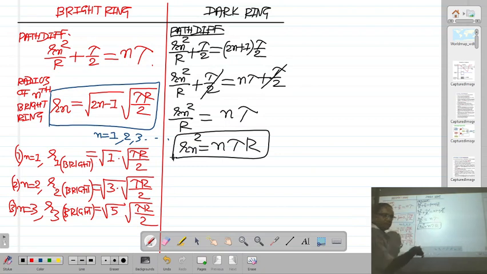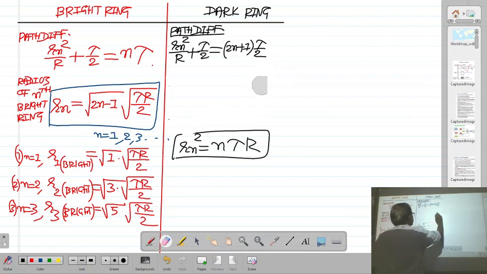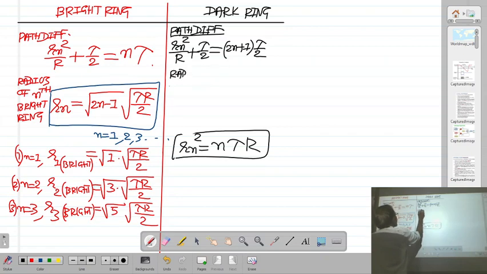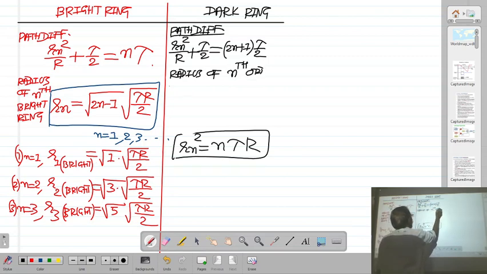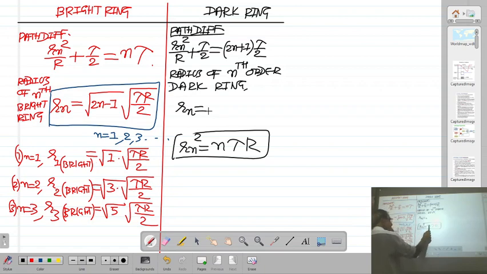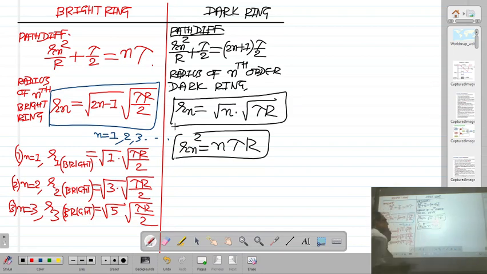Actually this is the square, so we have to take the under root. Okay, so now I write the radius of the nth order dark ring, Rn, is equal to, I have to take under root on both the sides, so under root n, under root lambda. So the radius of the nth order dark ring, small r n, is equal to under root n, under root lambda r.